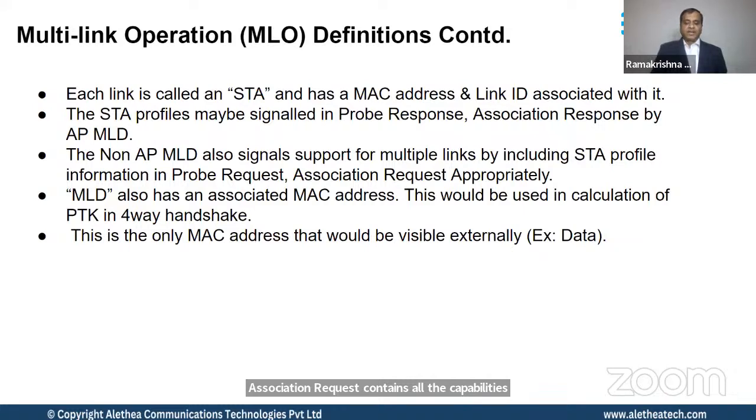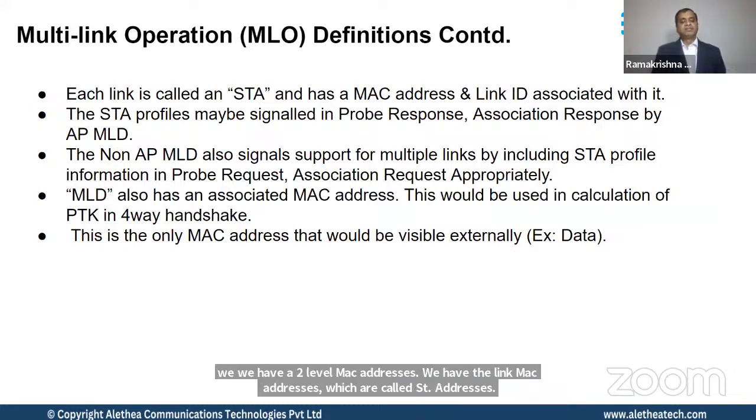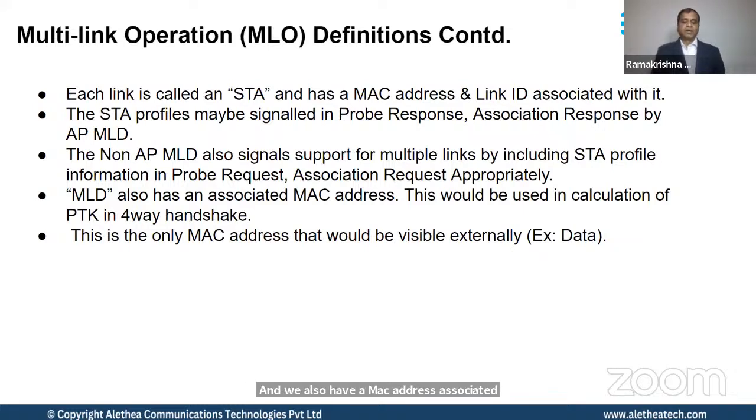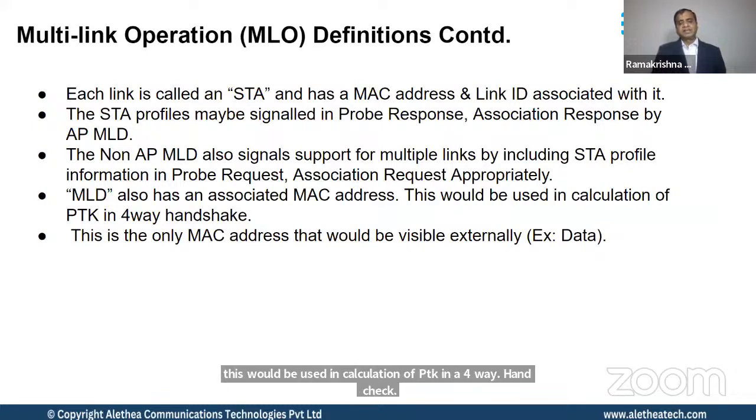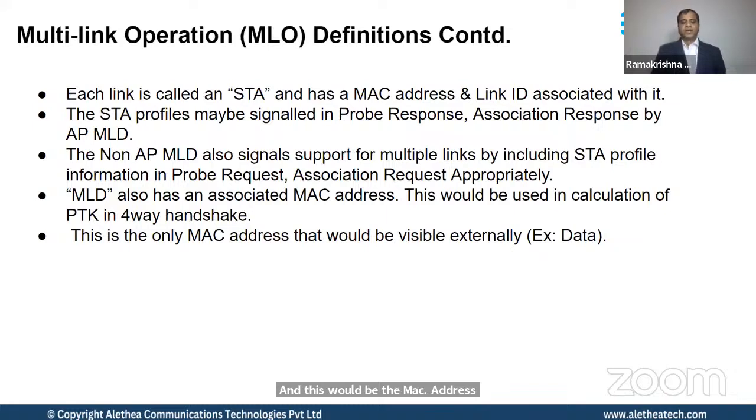The most important thing that needs to be noted here is the fact that MLD also has an associated MAC address. This is the complexity that has been introduced. It is needed. You will see why. So we have two-level MAC addresses. We have the link MAC addresses, which are called STA addresses, and we also have a MAC address associated with an MLD, the whole device as such. And this would be used in calculation of PTK in a four-way handshake. And this would be the MAC address that would be visible externally.